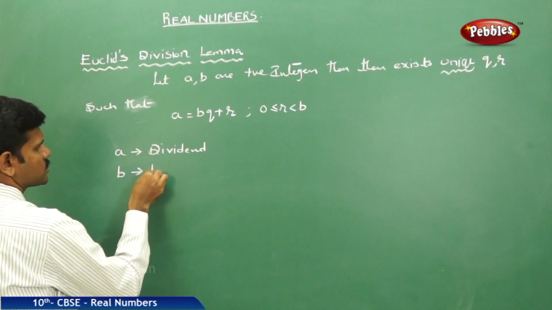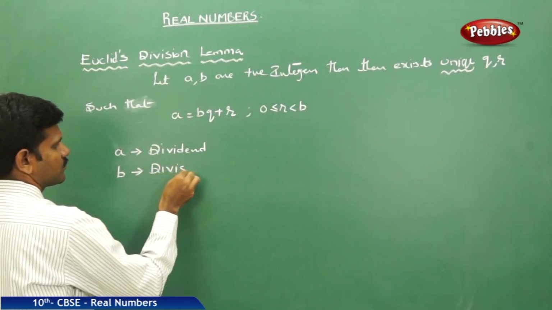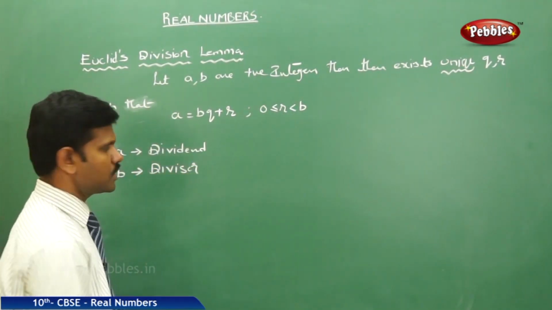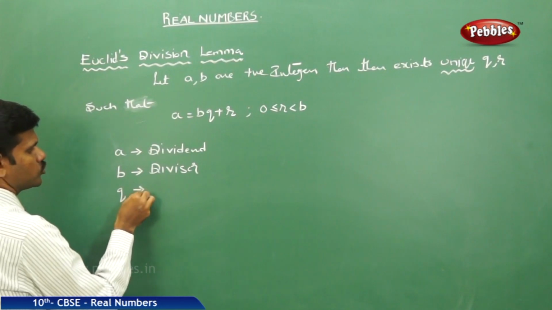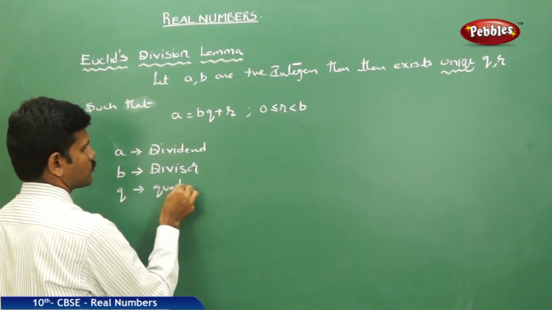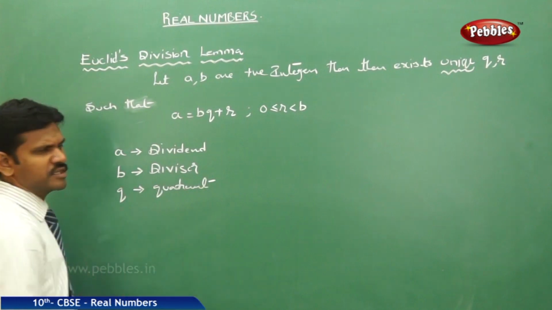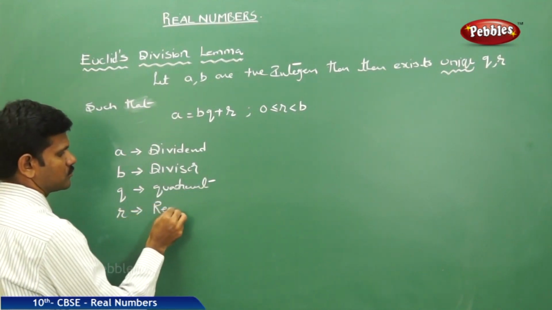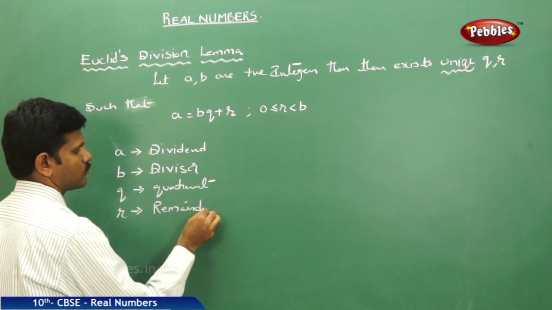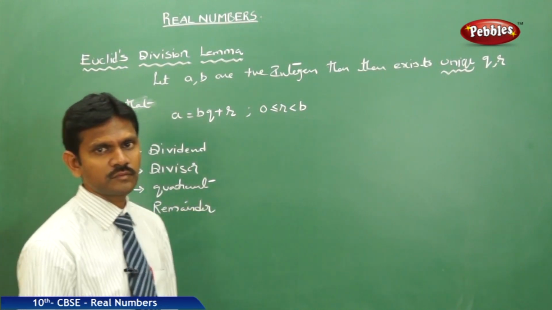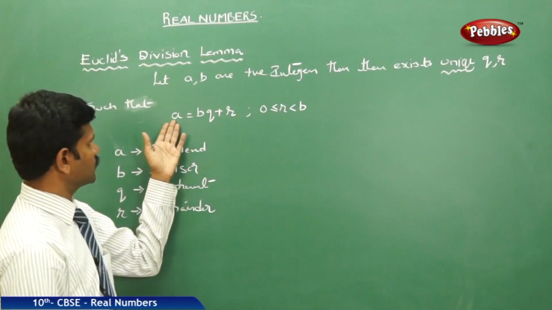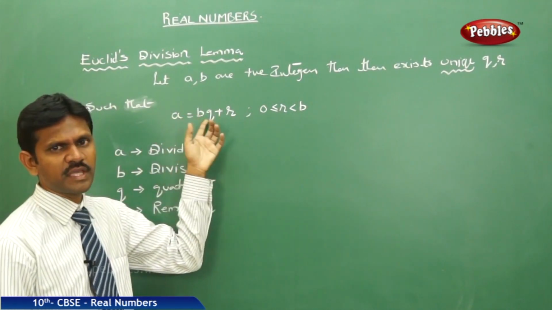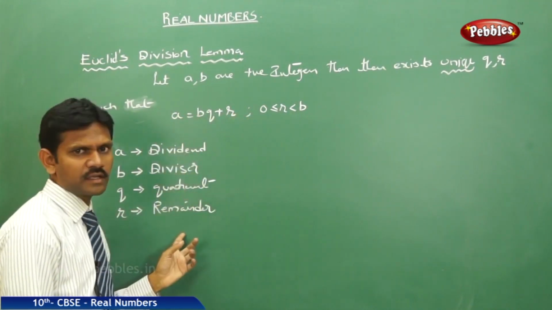Now, b is your divisor, q is the quotient, and r is the remainder. Okay, now the positions of a, b, q, r are very clear here.